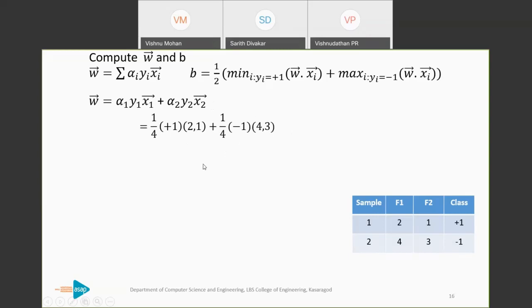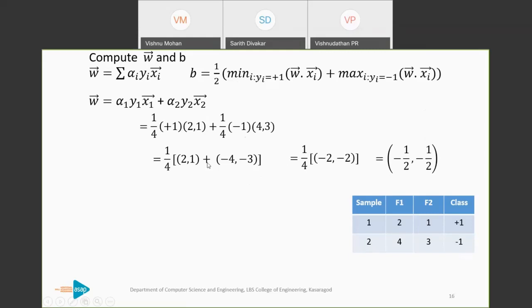So you'll be getting 1 by 4. Multiplying plus 1 to this vector, it stays as it is. Multiplying minus 1 to this vector, it will become minus 4, minus 3. I'll take 1 by 4 outside. Now you can just add these two vectors, and you'll be getting 1 by 4 into minus 2, minus 2. Multiplying by 1 by 4, you'll be getting minus 1 by 2, minus 1 by 2. So that is the value of your W.